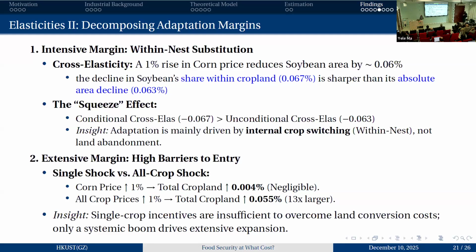From the extensive margin perspective, we can observe our high barrier. The insight is that if only for a certain land, if only one crop's price right, it won't affect something. Won't make the farmers decide to transfer from non-crop to crop. But however, this land becomes very valuable and it's very productive, meaning every crop planted in this land will get a profit increase. Then the farmers will decide to transfer from non-crop to crop.